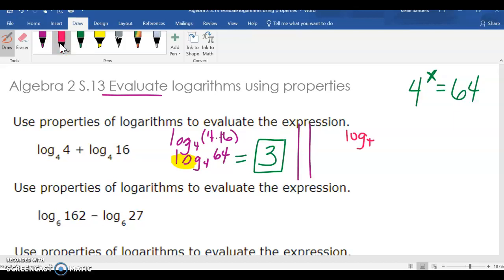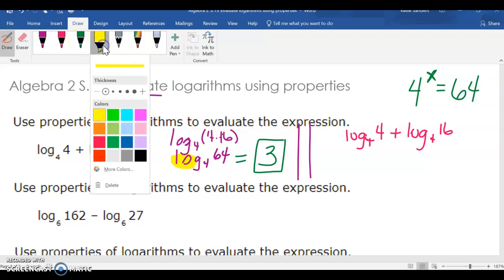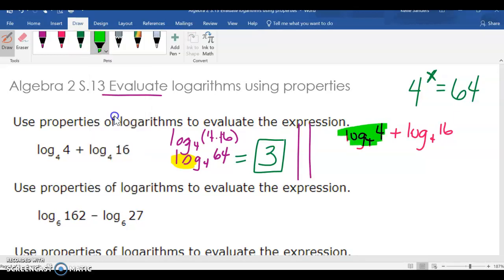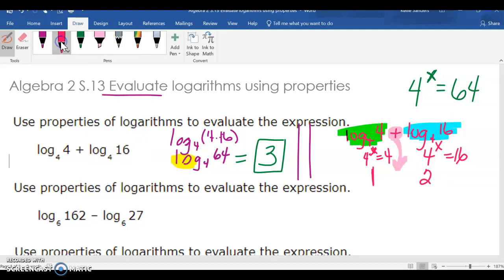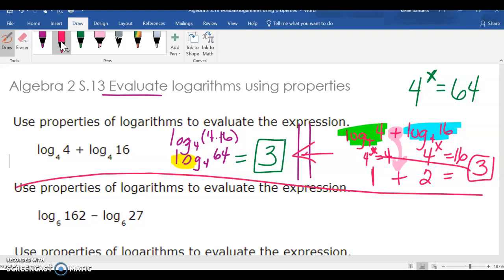Now, because I have worked with these longer than you have, watch this. If I just work with this one, this is asking 4 to the what will give me 4, and that answer is 1. This is asking 4 to the what number will give me 16, which would be 2. Then, if we put a plus sign between those two answers, what are we going to get? Woohoo! 3, which is what we got right there. So these are so cool. I love them, love them, love them.